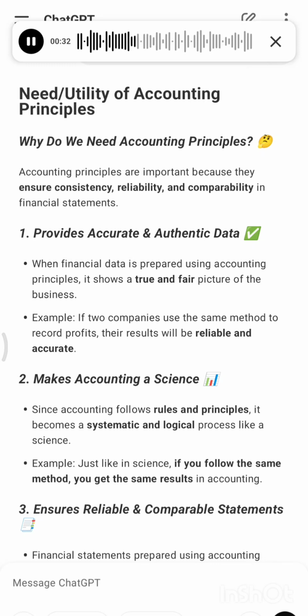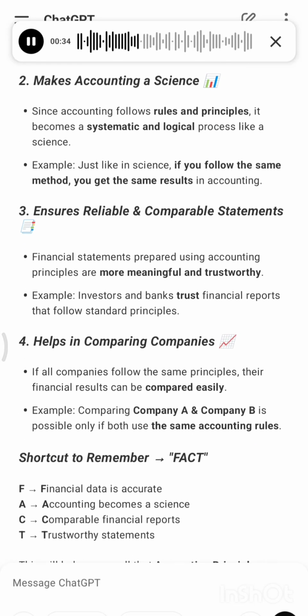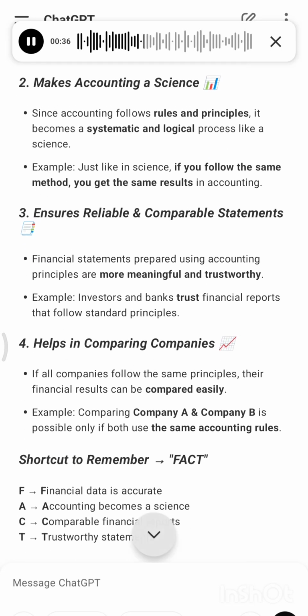2. Makes accounting a science. Since accounting follows rules and principles, it becomes a systematic and logical process like a science. Example: just like in science, if you follow the same method, you get the same results in accounting.